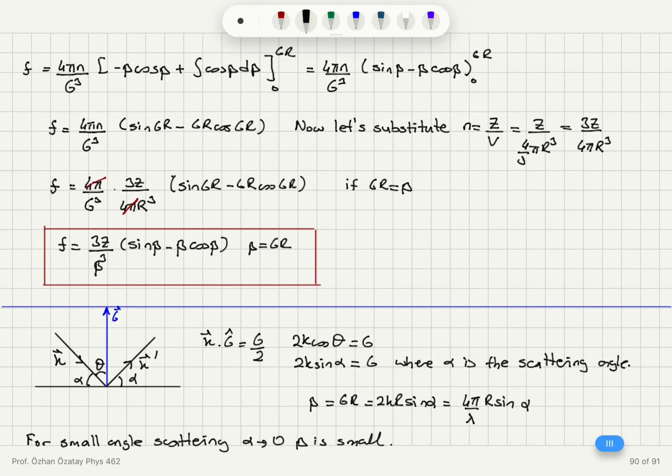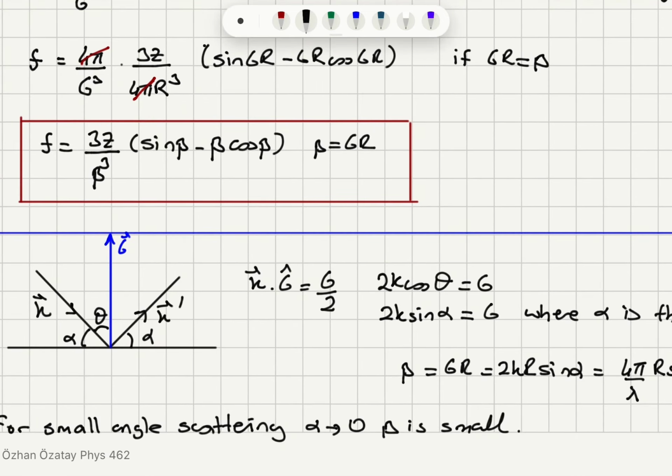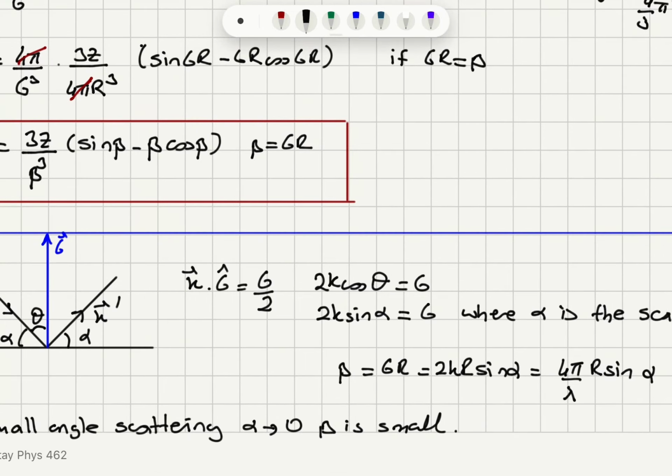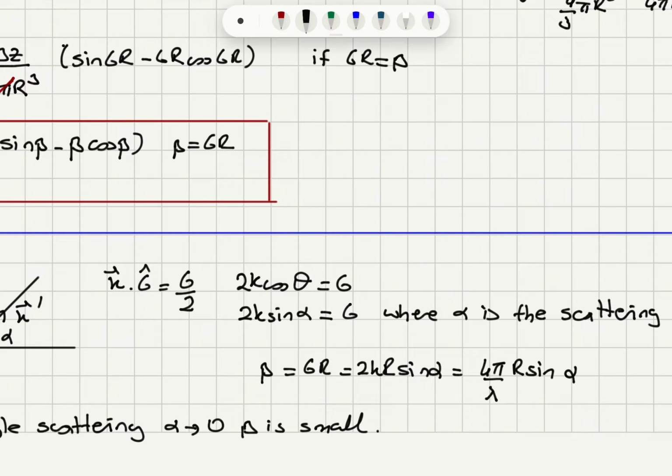Now, I want to consider what happens if I have small angle scattering. So with the von Laue diffraction condition satisfied, k dot g hat is equal to g over 2. With this setup here, you can see that k makes an angle theta with respect to g. 2k cosine theta is g, or we can say 2k sine alpha is g. So theta is the angle of incidence, alpha is the scattering angle.